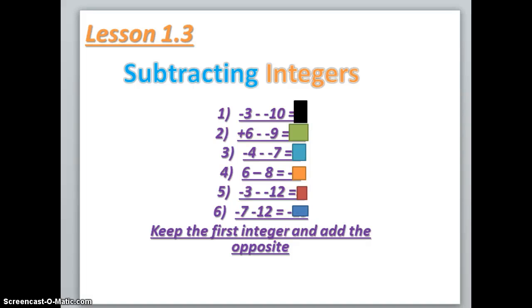Welcome to lesson 1.3, subtracting integers. Today we'll be learning about subtracting integers. So for my first example, I'll let you guys try it on your own. But remember, keep the first integer and add the opposite.